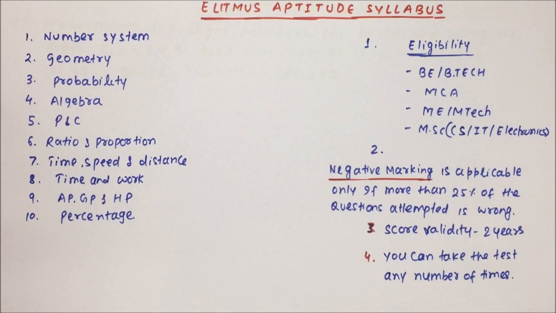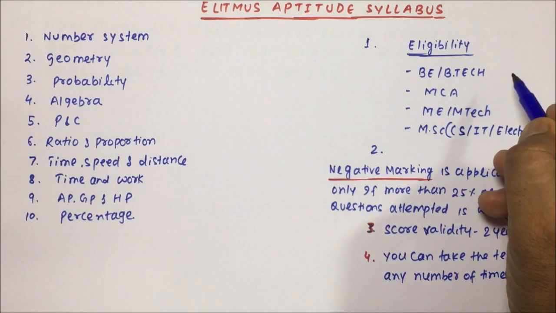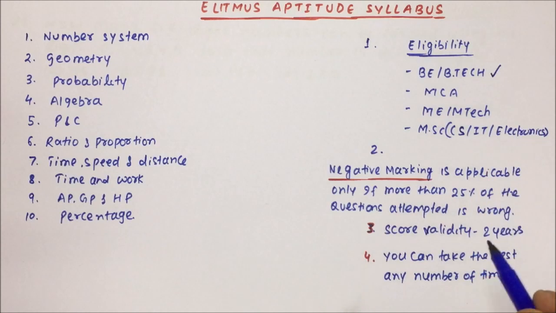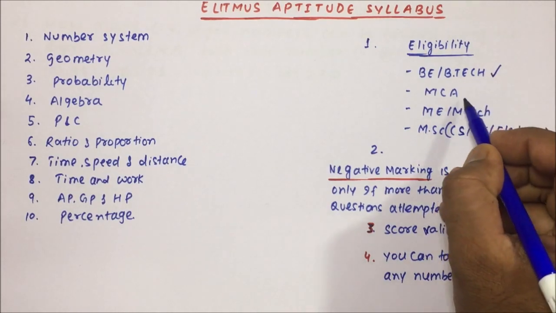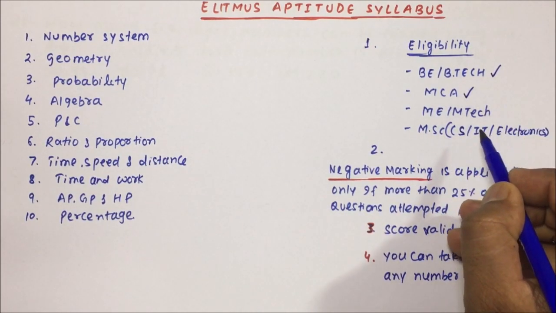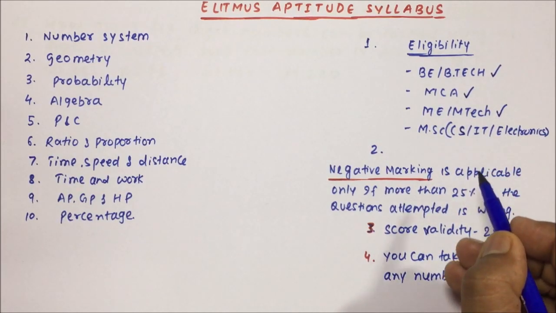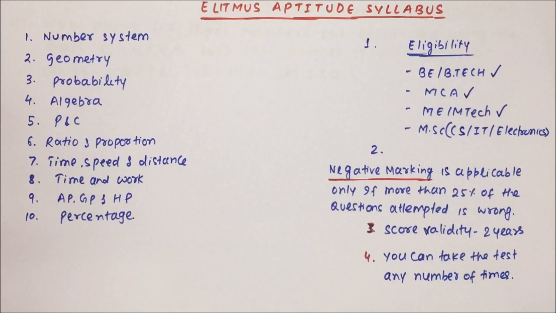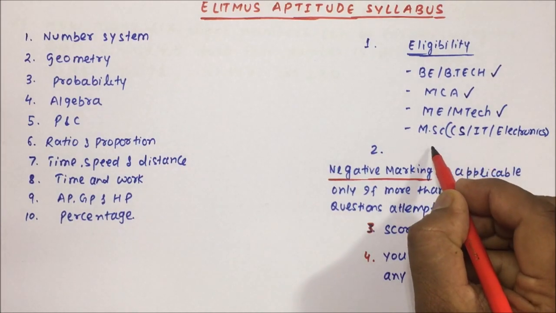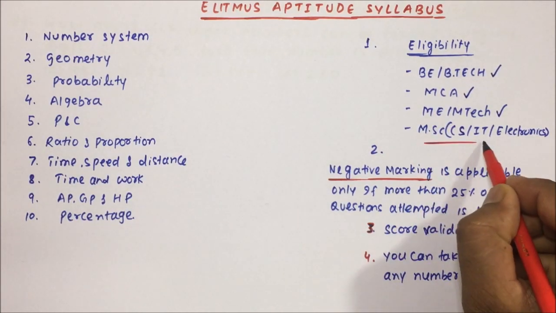So friends, let's start with the eligibility criteria, who all can write the eLitmus exams. eLitmus is an assessment test for engineering graduates. Now, which branches are applicable? You can see BE BTech students can apply for the eLitmus PH test. Then MCA students can also apply. Then ME MTech students can also apply, and MSc CS, IT and Electronics branches can also write the eLitmus PH test.